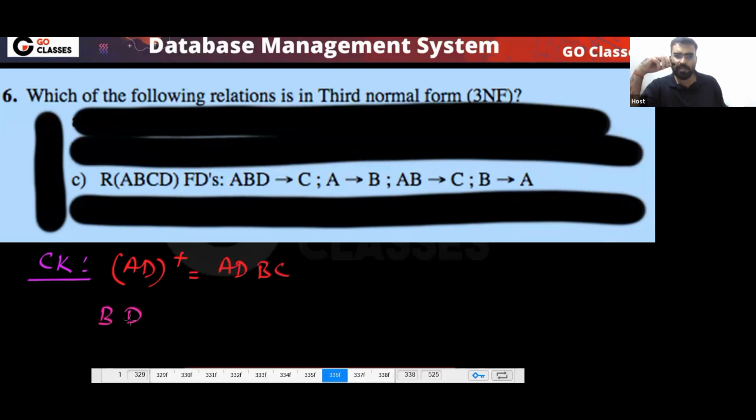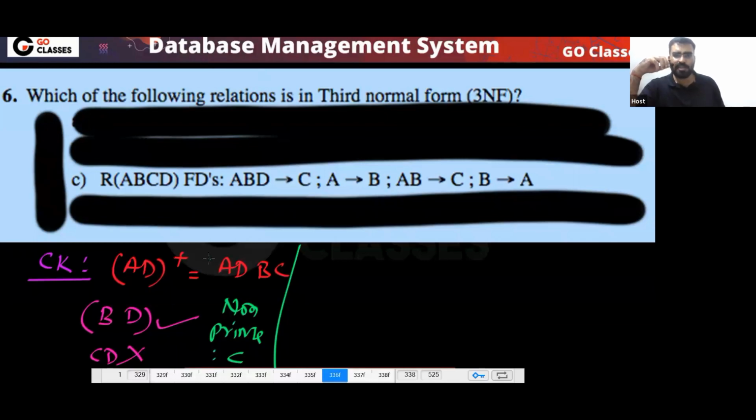What about BD? BD is also there. Okay. What about CD? CD is not a candidate key. So these are the candidate keys. Tell me, what is the non-prime attribute? AD, BD. So C is the non-prime attribute.